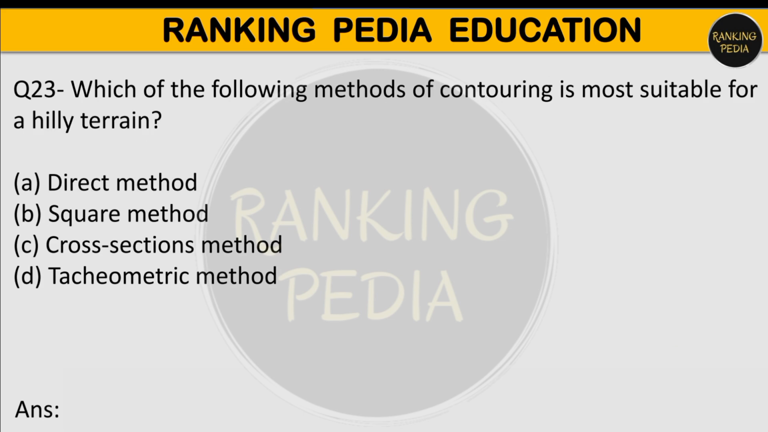Next question is, which of the following methods of contouring is most suitable for a hilly terrain? Your options are direct method, square method, cross section method, or tachymetric method. So which of the following methods of contouring is most suitable for hilly terrain? That is your tachymetric method. Option number D is correct.